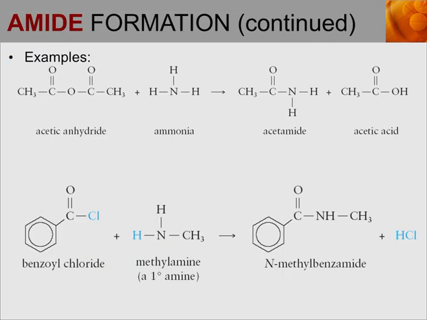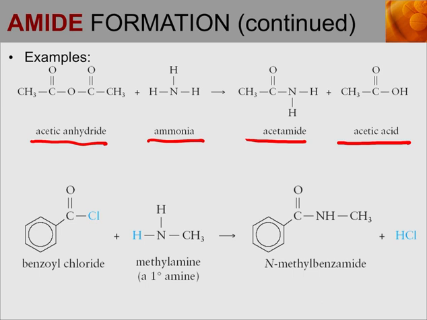All right. Now, we could also form amides using ammonia, which technically isn't an amine because it doesn't have any alkyl groups attached. It just has hydrogens that are attached. So that's another possibility, and then you'd end up forming, again, your amide and a carboxylic acid in this case because we started with an anhydride.